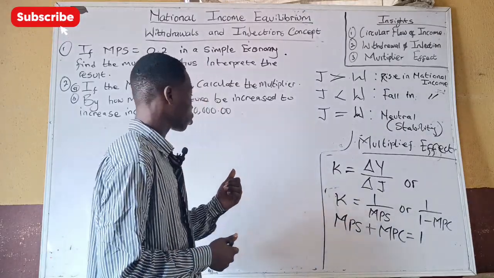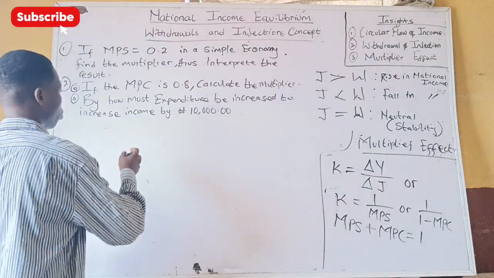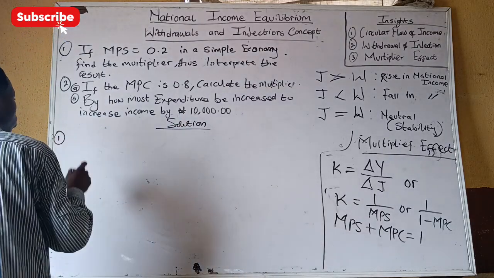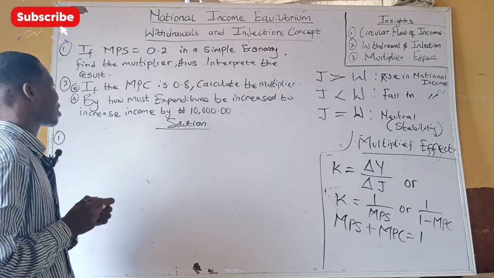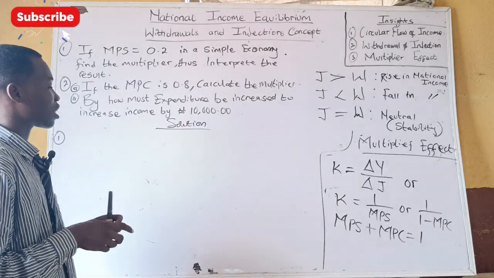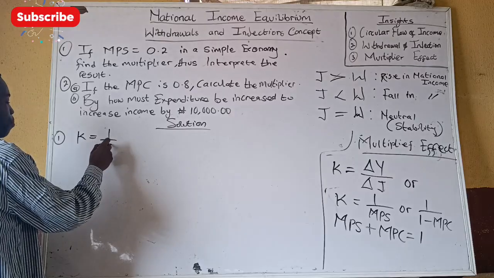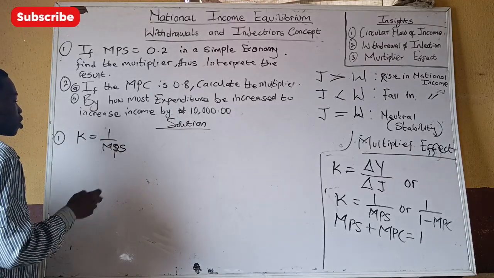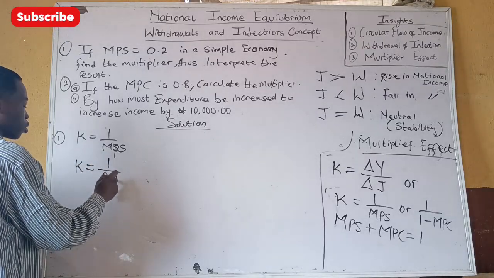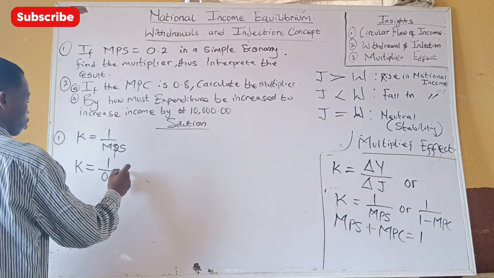Let's examine these two questions. The first question says that we are given the MPC, that is marginal propensity to consume, and it says in a simple economy, find the multiplier and interpret our results. Now, what did I say about the multiplier? I said the multiplier, K, is equal to 1 over MPS, which simply means 1 over 0.2.